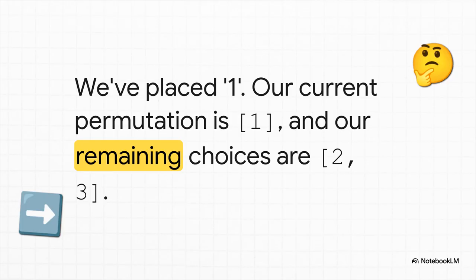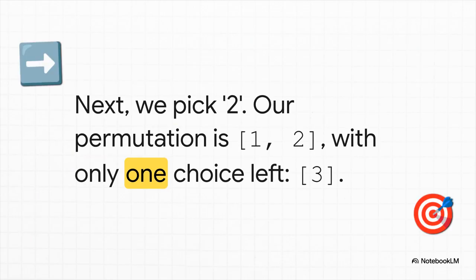Okay, first move is made. We've placed 1 in our current permutation. And just by doing that, the state of our puzzle has changed. Our permutation in progress is just the number 1, and the pool of numbers we have left to choose from is now just 2, 3. So we just keep going down this path. From the choices we have left, 2, 3, we'll just pick the next one in line, 2. We add that to our list, so now our permutation is 1, 2.